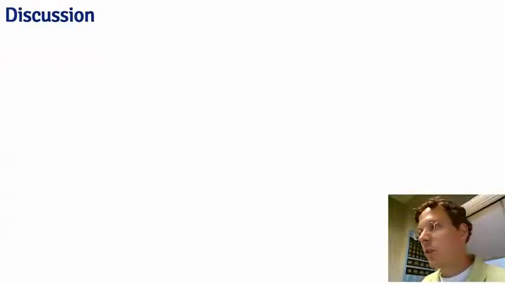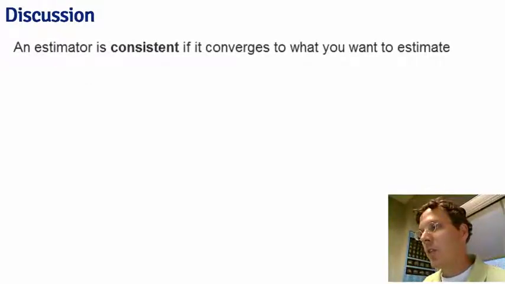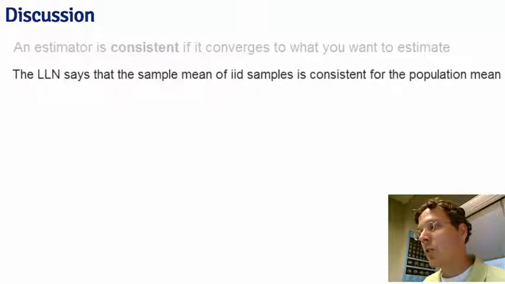Let's have a brief discussion. We define an estimator as consistent if it converges to what you want to estimate. So for example, the sample proportion from IID coin flips is consistent for the true success probability of a coin. As you flip a coin over and over, the sample proportion of heads converges to the probability of getting a head on that coin. The law of large numbers says that the sample mean of IID samples is consistent for the population mean.